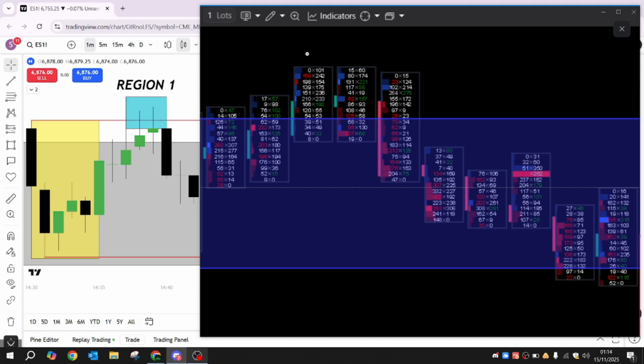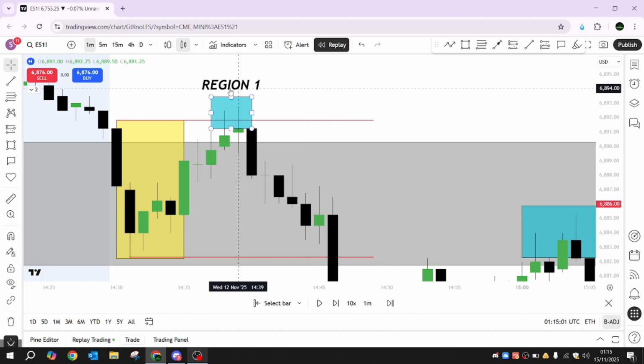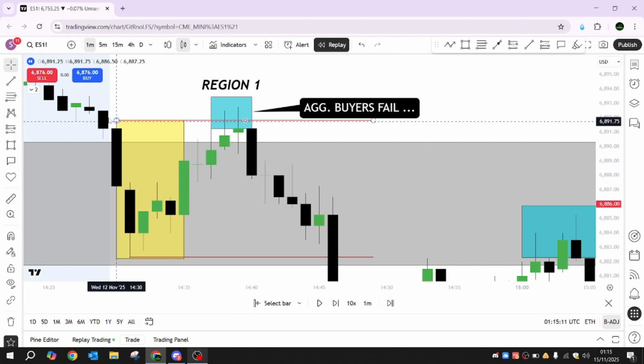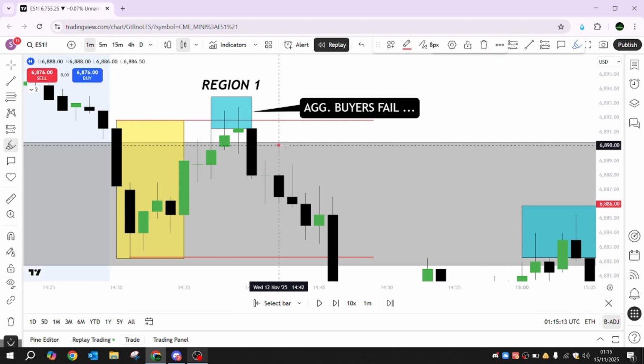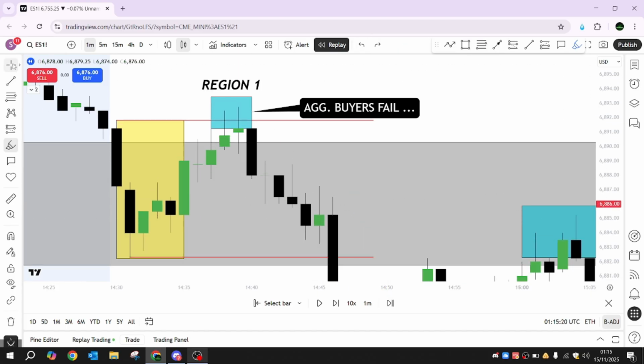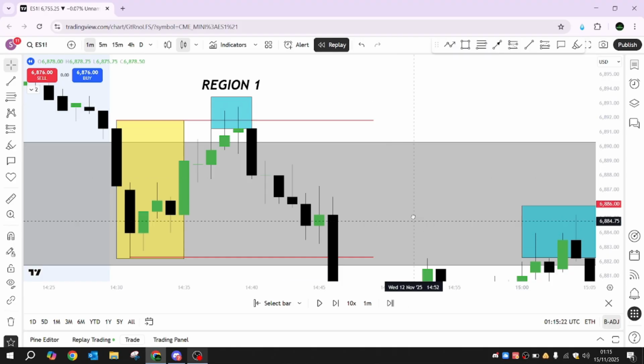This came after aggressive buyers were here. So in region 1, this is why I put it in blue: aggressive buyers hit the ask. What we see is aggressive buyers fail. And the reason these aggressive buyers fail is because the market tanked lower, right? We see this tank at 9:46. We significantly break below the zone. So that's the first thing we're looking for.